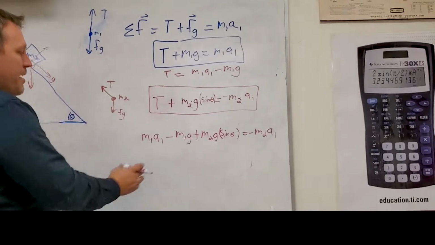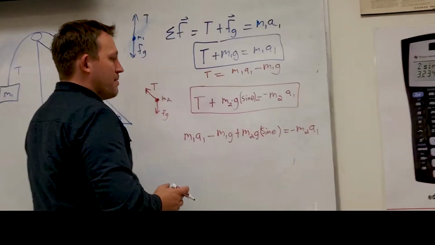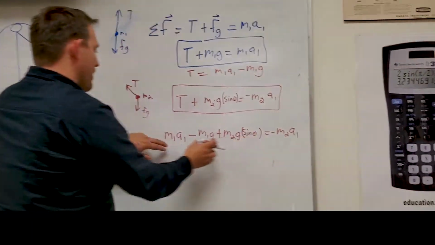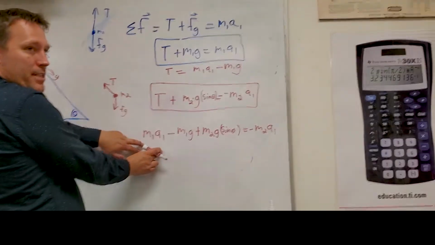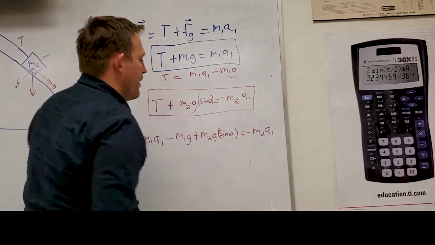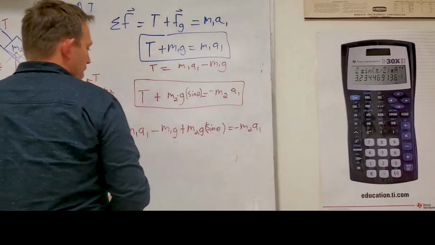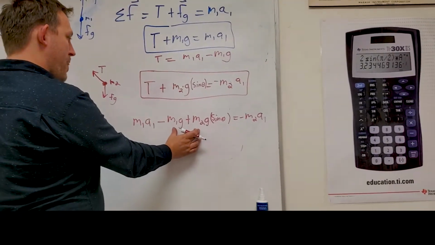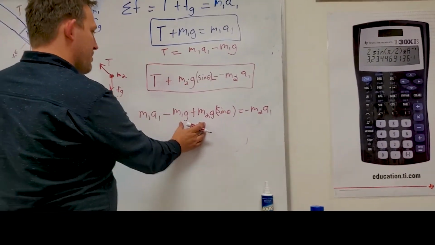And then I'm going to, just like we did in our previous problems, get all the a1s, everything with acceleration in it, and everything with gravity in it on opposite sides of the formula. So I'm going to move, let's see how I'm going to do this. Let's move this over here first.